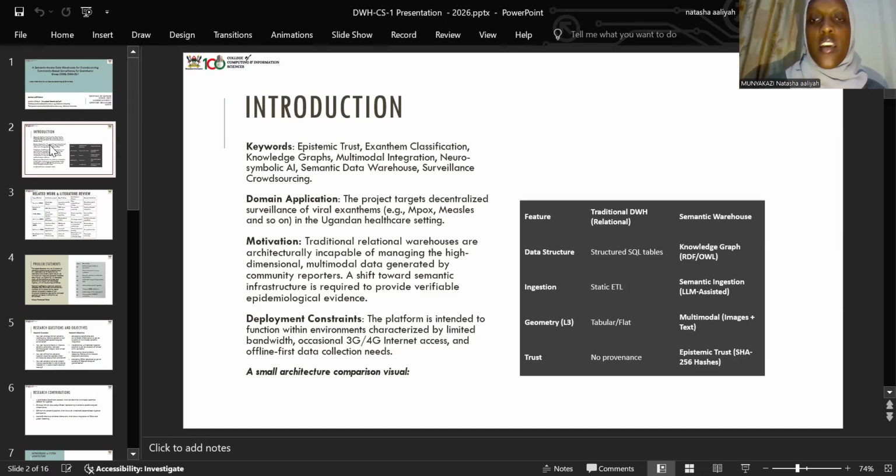In Uganda, many communities now use smartphones, right? Creating opportunities for crowdsourced disease surveillance for conditions such as mpox, measles, and chickenpox. However, the challenge is ensuring data trust, provenance, and semantic consistency. Therefore, our project proposes a semantic aware data warehouse that combines knowledge graphs, ontology-driven reasoning, and AI-assisted ingestion to improve epidemiology.